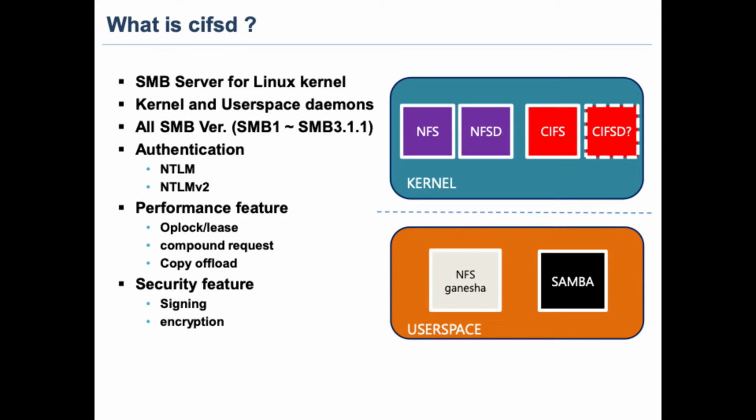cifsd is an SMB server for the Linux kernel, and it will fill in the blank that an SMB server has not been provided by the kernel. There are two daemons that run concurrently in kernel and user space, and it operates by communicating using the netlink interface. cifsd supports all SMB versions from SMB version 1 to the latest version.